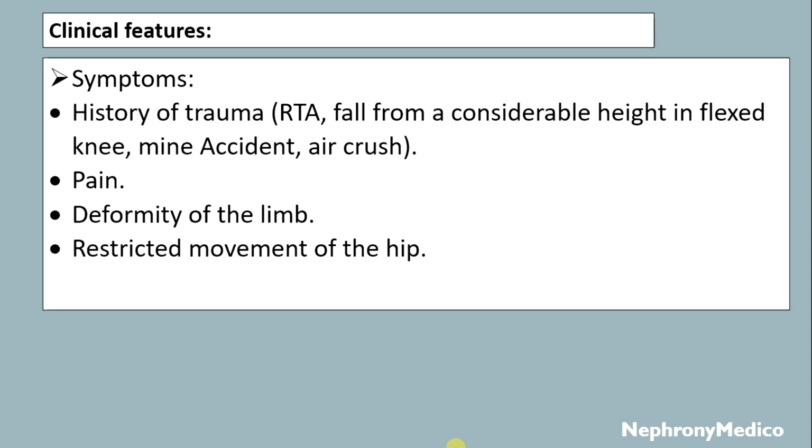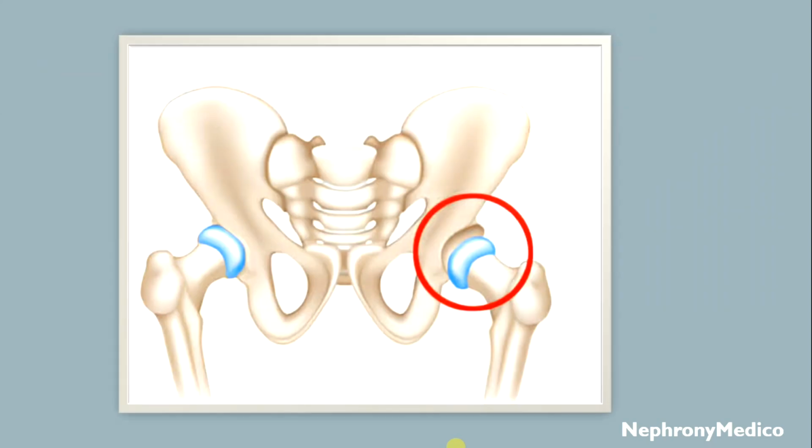Symptoms. There is a history of trauma of road traffic accident or fall from considerable height in flexed knee, mine accident or air crash, pain, deformity of the limb and restricted movement of the limb. This is a picture showing dislocation of the hip.